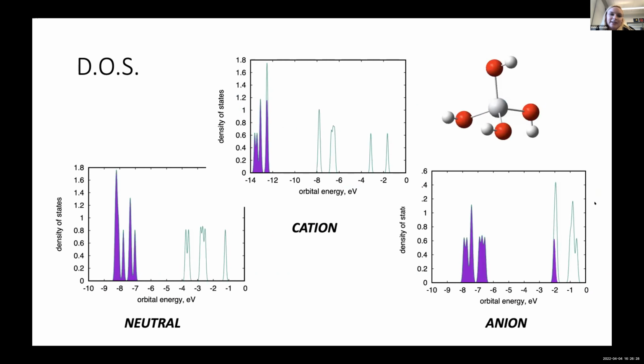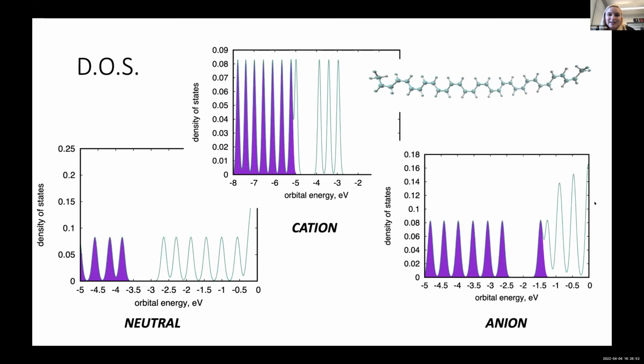So if we compare the density of states for the neutral molecule, the cation, and the anion, what we can see is that compared to the neutral, the cation has the top state with less electron density in it, and the anion shows electron density present in the conduction band. And that's seen as well in the density of states for the oligomers. And that's it.